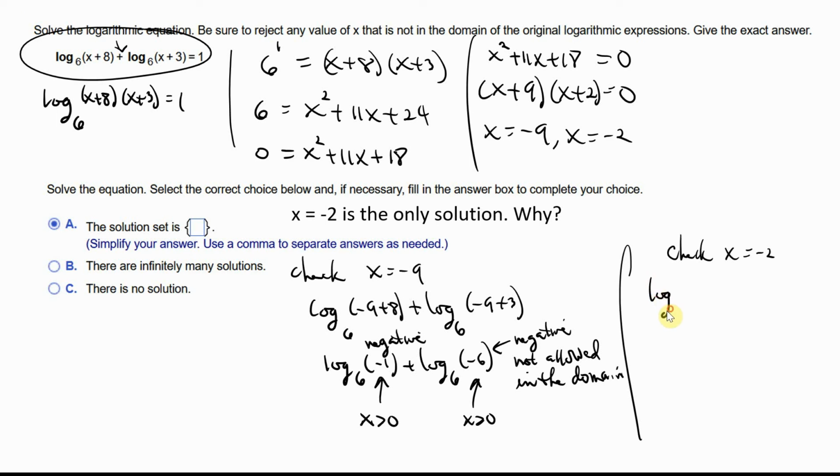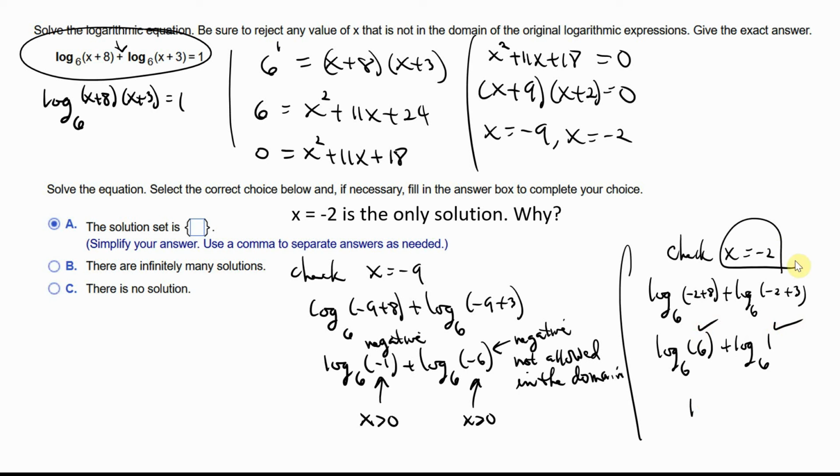Go back to the original equation. So we have log base 6 of -2 plus 8 plus log base 6 of -2 plus 3. So this is log base 6 of 6 plus log base 6 of 1. Well, these numbers are positive. Log base 6 of 6 is equal to 1. I mean, we're finished. This works. So the only answer we have is x equal to -2.